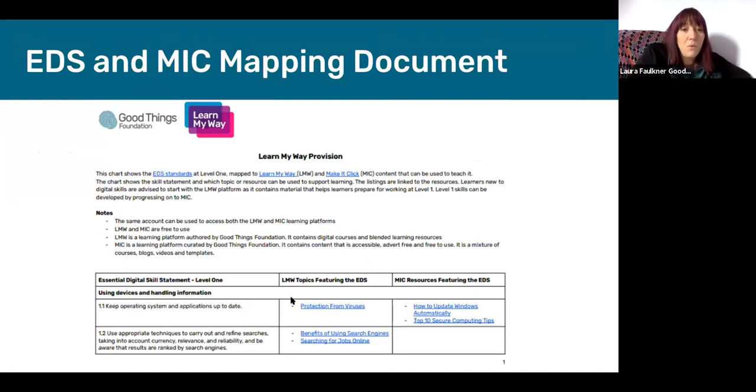In this mapping document, we have all the level 1 skills listed down the left-hand side. The middle column shows where you could prepare for that, more entry level on Learn My Way. And the right-hand column are the suggested resources we have to support that on Make It Click. As Matthew said, Make It Click is curated by us rather than written by us. So it's a collection of very different resources. Some of them are blogs, some are videos, some are handouts, templates. So you'd have to look at those and see if they fit in with your session well beforehand.